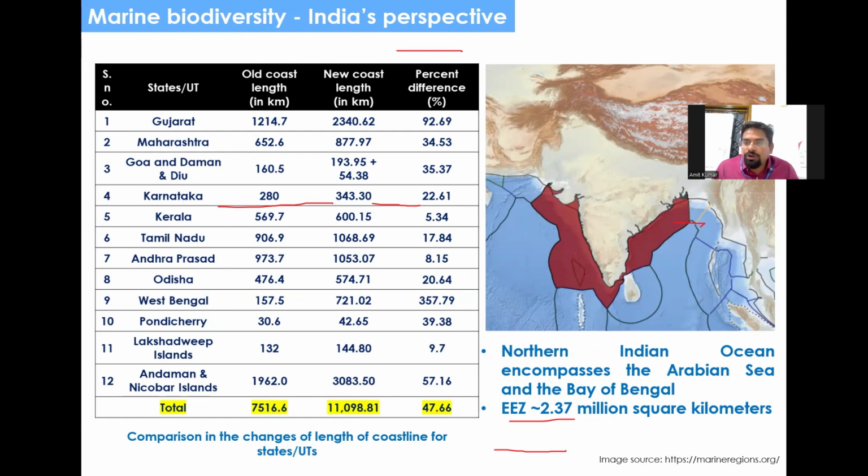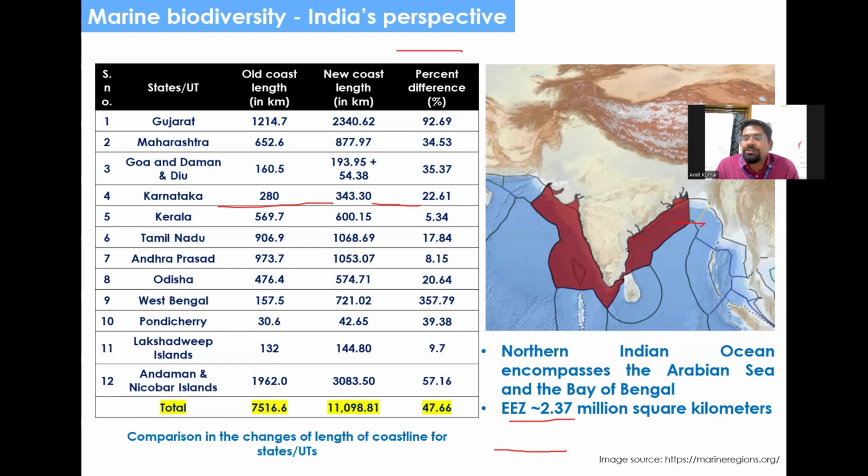I am sure that all of us who are keeping an eye on the marine environment, or who are involved in marine research, know that a very recent circular from the government has shown an increase in the total coastline of India, especially in the peninsular region, right? From 7,516 kilometers, distributed among the 13 coastal states and union territories, to close to 11,098 kilometers, which is a rise of close to 47% of the coastline, right? And it has an exclusive economic zone of close to 2.37 million square kilometers.